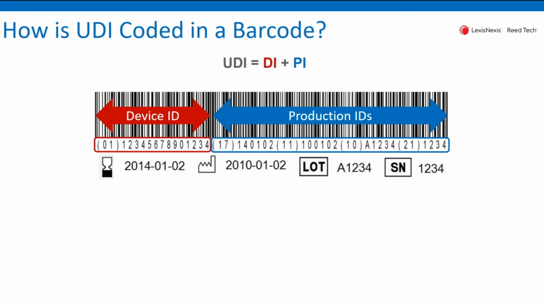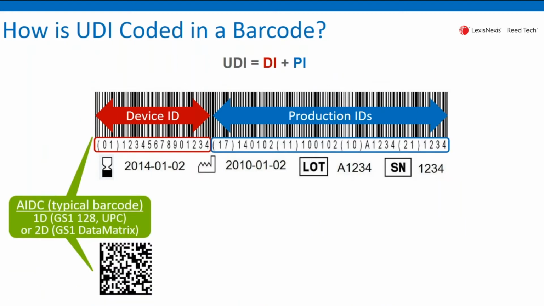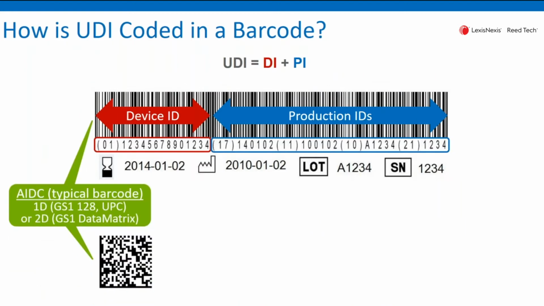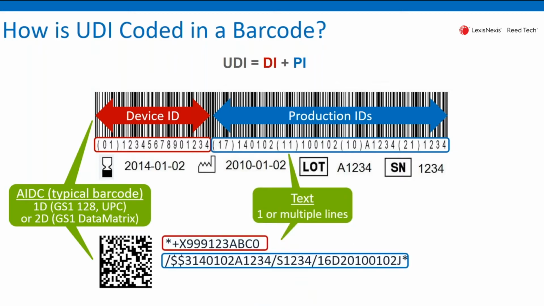We also get a number of questions about how this is coded and placed on the label. So first of all, the coding can be either in a linear, like a single dimension barcode, or it can be in a two-dimensional barcode, sometimes referred to as a data matrix. The actual text that is associated with that barcode can be presented in a single line, or it can be split apart, the device identifier and then followed by the production identifier.